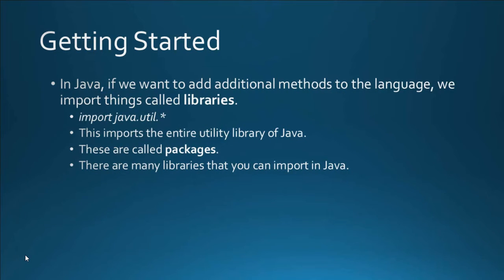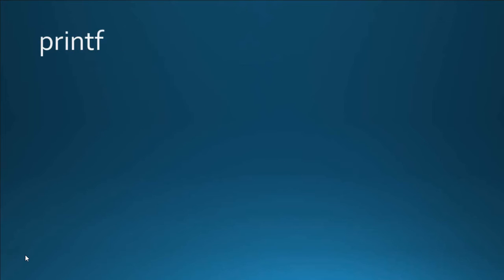So in Java, if we wanted to add additional methods to a language, we can import things called libraries. The easiest way to do this is import java.util.*. Now this will import the entire utility library of Java. Each of these are called packages, and there are many libraries that we can import. We don't need to import everything because that's just going to make our program big. So instead, we're going to focus on specific pieces of that.